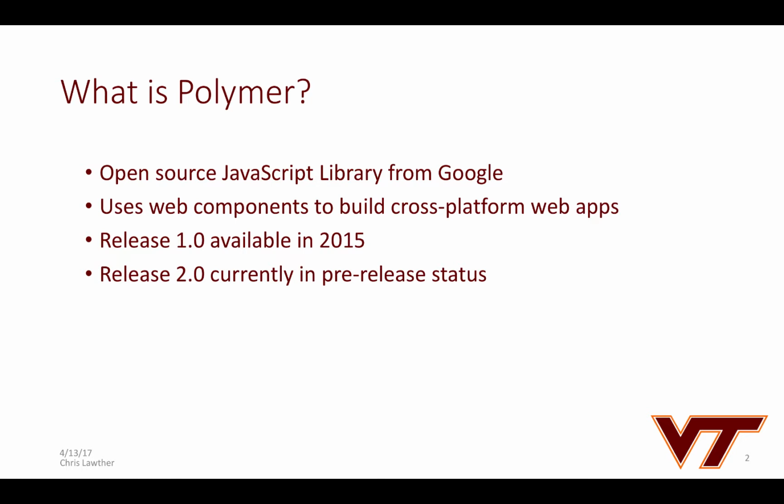Public development for Polymer began in November of 2013, and release 1.0 was made available in 2015. The latest stable release version is 1.8, and version 2.0 is in the release candidate status as of January 2017.